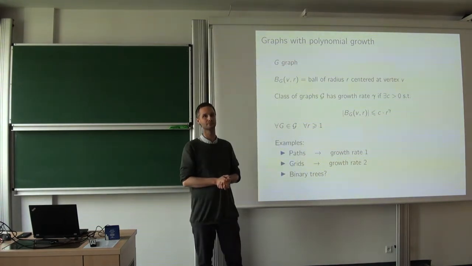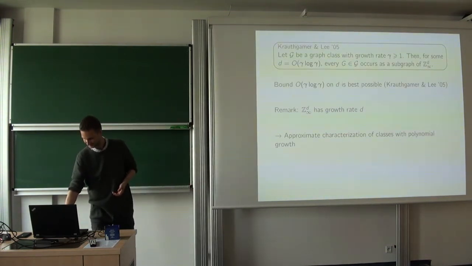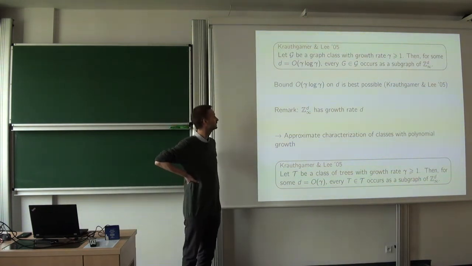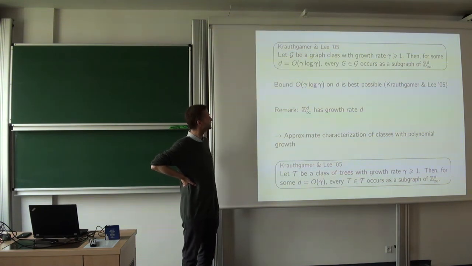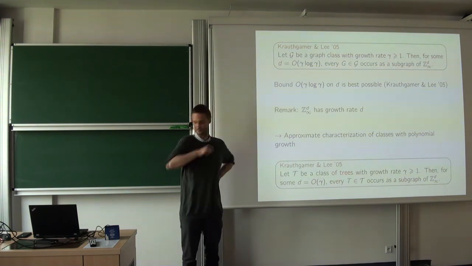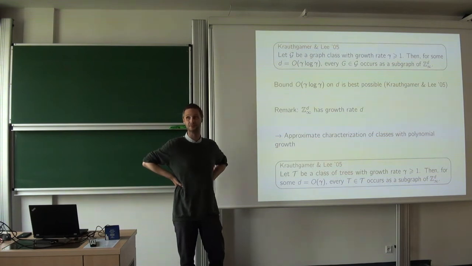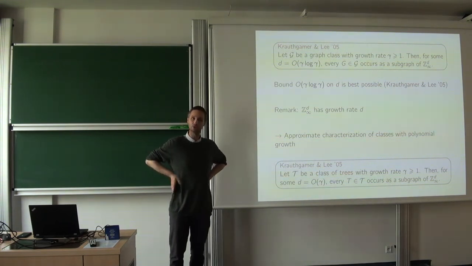Can you now go back to the theorem? Sure. Sorry for that jumping. Yes. So here this D should somehow depend on the class G? Yes, it does depend. That's a very good point. You fix some graph class, and then there is a D which grows like gamma log gamma, but there is a hidden constant factor, and that hidden constant factor depends on your class.